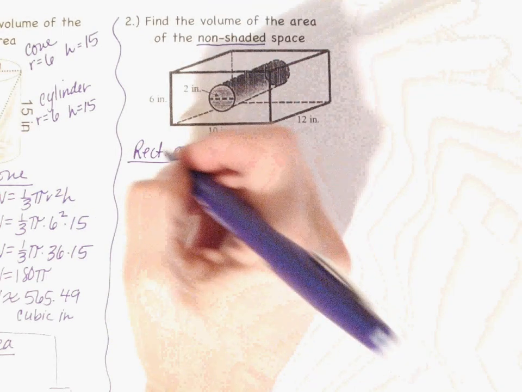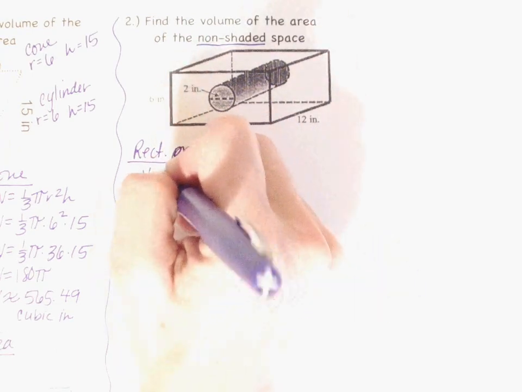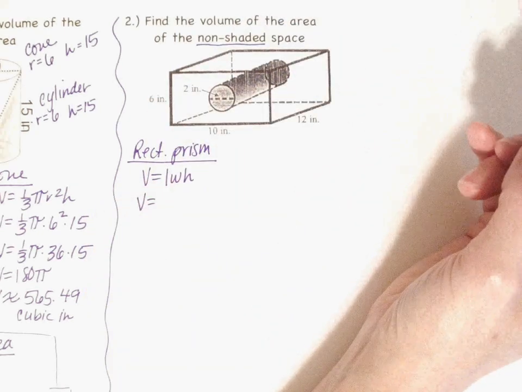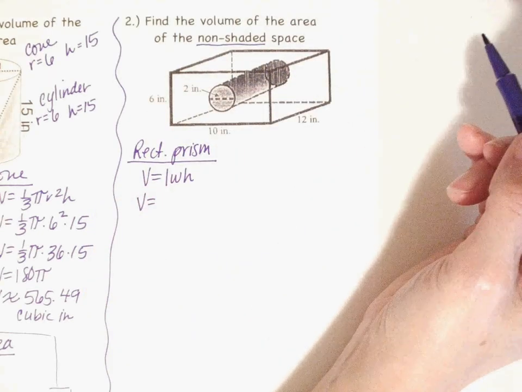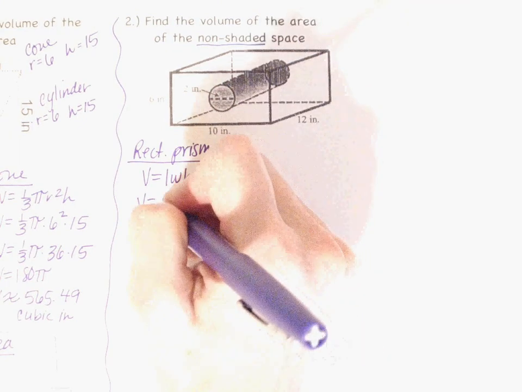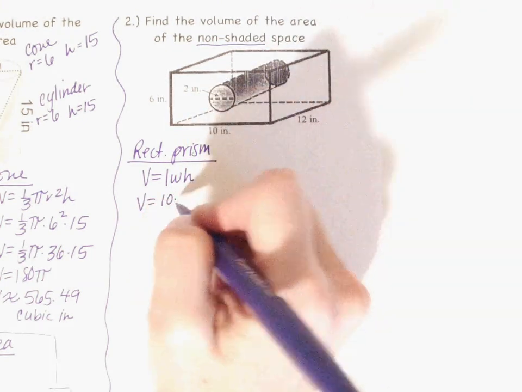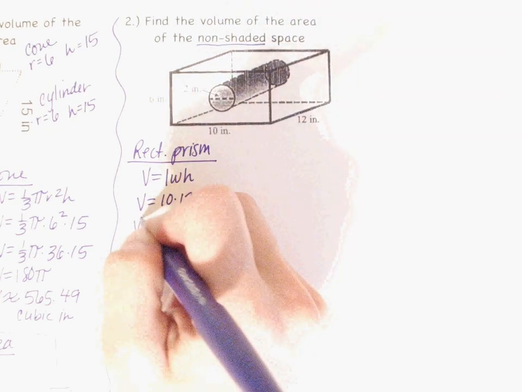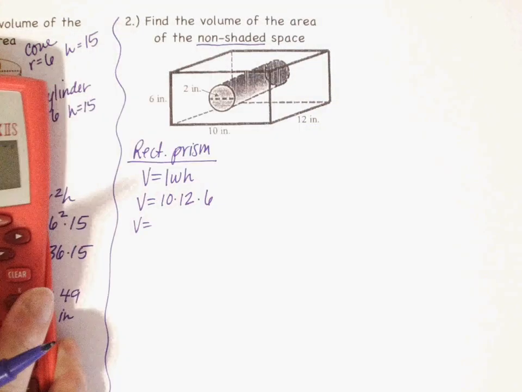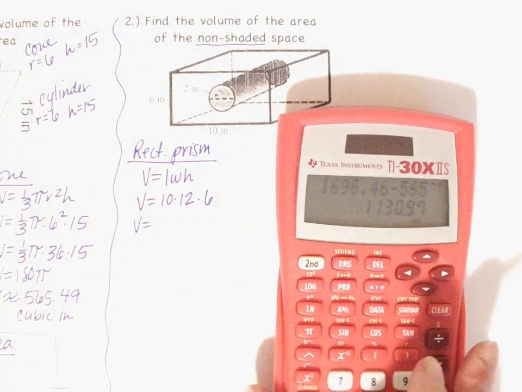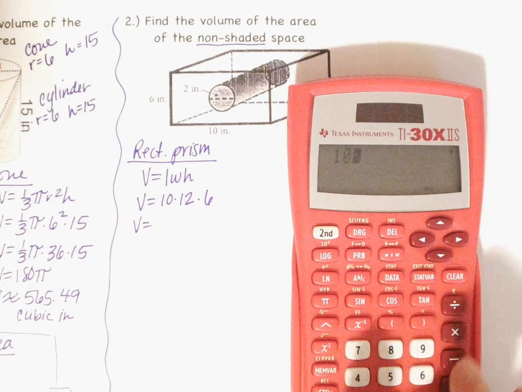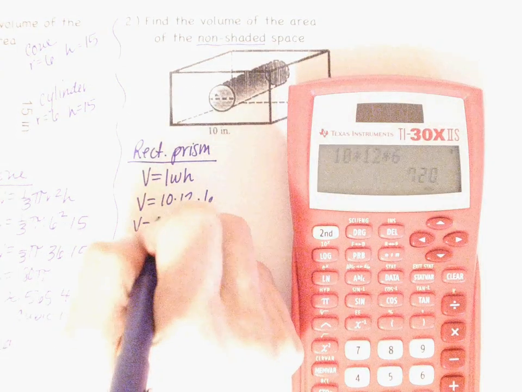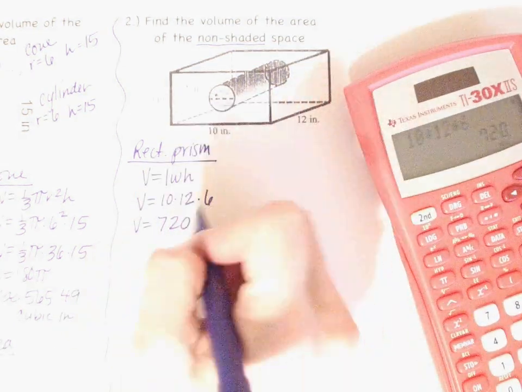So I'm going to go ahead and start with my rectangular prism. For my rectangular prism, my formula is volume equals length times width times height. I can just pull this information from my picture. So the length is 10, the width is 12, and the height is 6. Then all I do is multiply that together. We'll do it right over here. So 10 times 12 times 6, and we get 720 cubic inches.